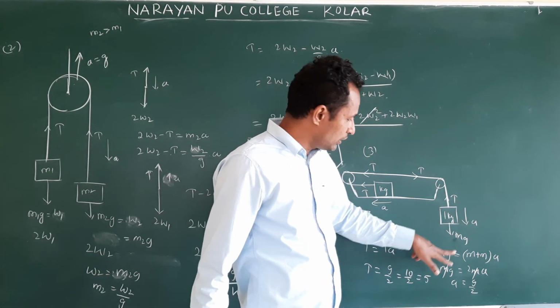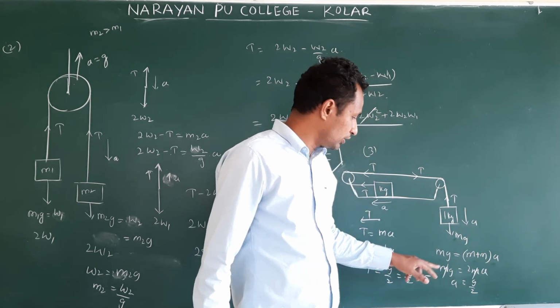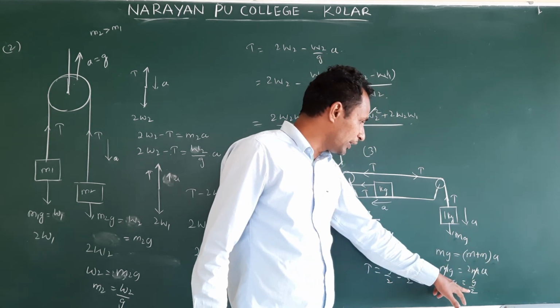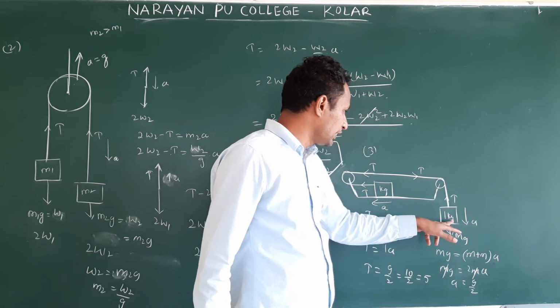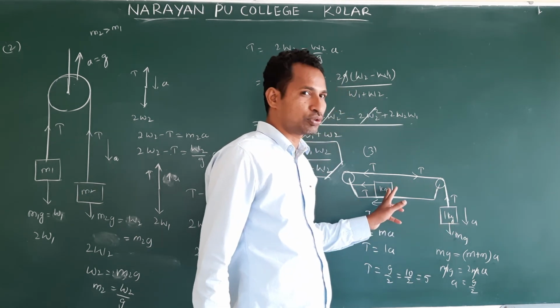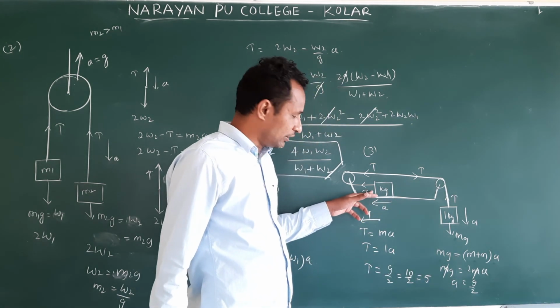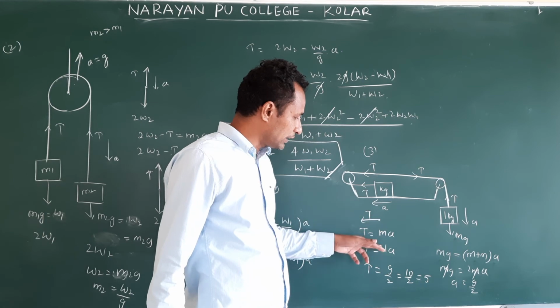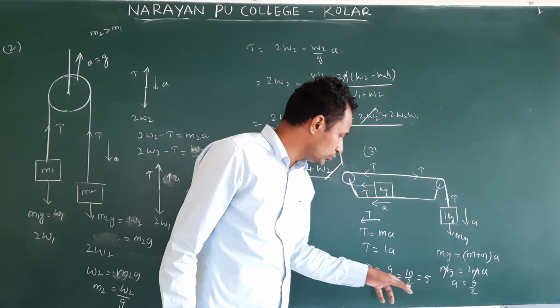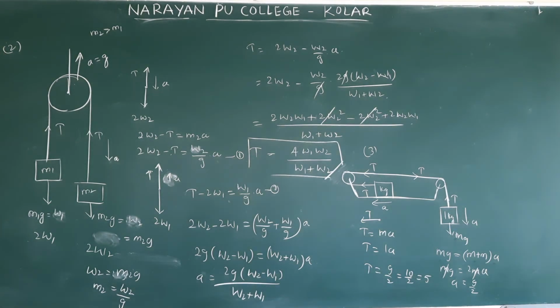So net force, what is the net force? Only mg. mg is equal to total mass into acceleration. Already we have done this. So A we got g by 2. Two masses are the same. 1 kg they mentioned, means masses are the same. So you have to see these masses also. Then in this case, T is only accelerating this. So T is equal to MA. M is 1 kg. A we got as g by 2. Substituting g by 2, we got the answer. Clear?